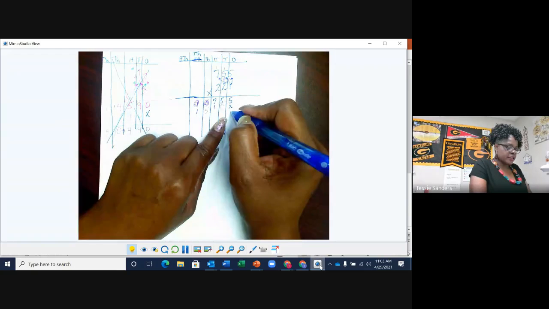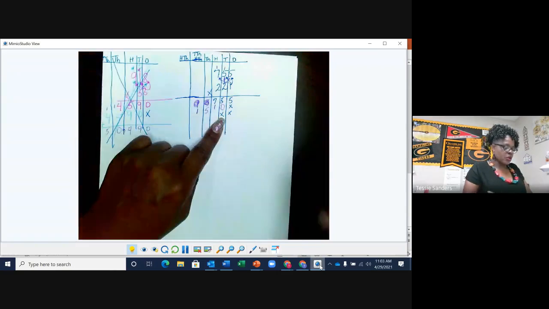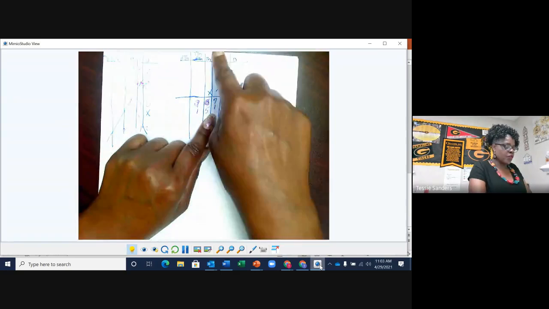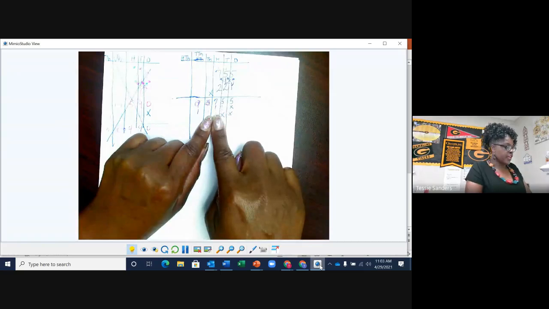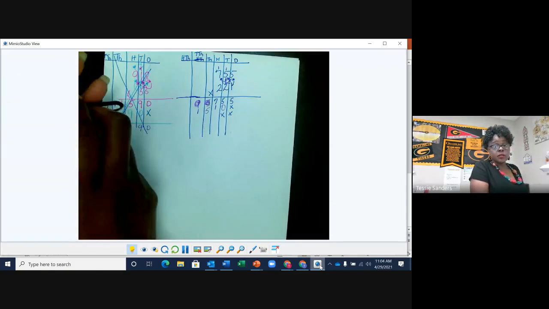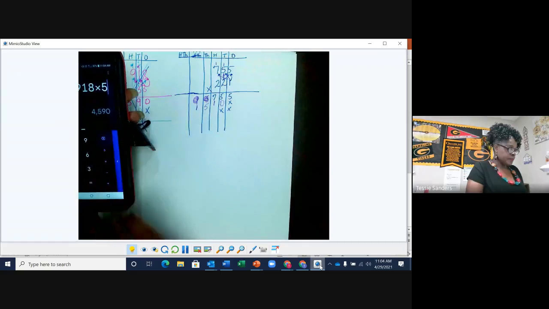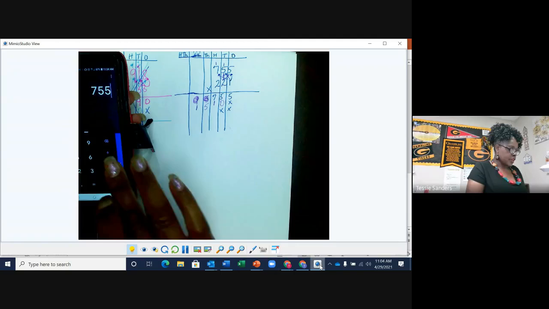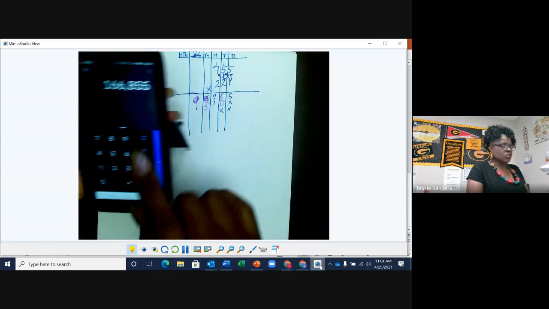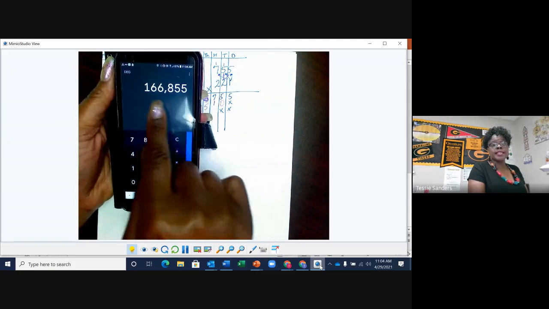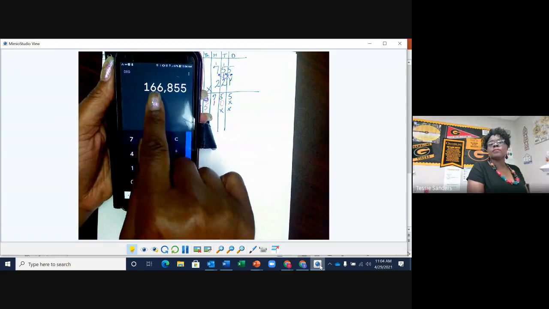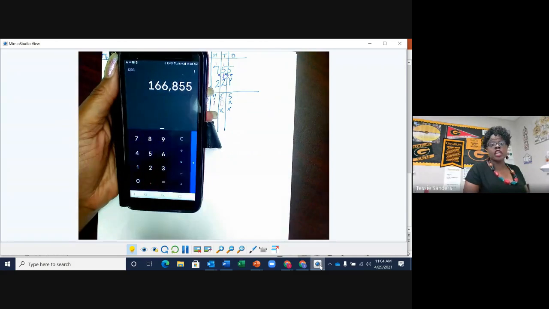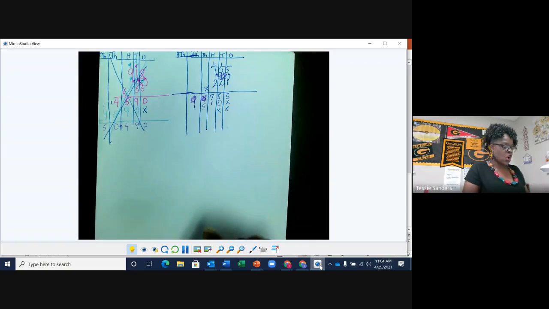Now, write your X or 0. Good. Because you can no longer work in the tens place, you must move over to the where? Hundreds place. Now, let's calculate what we should have. We have 755 times 221. We should have this product when we're done. Read this number. 1,100. Good. 166,855. That's what we should have when we're all done.